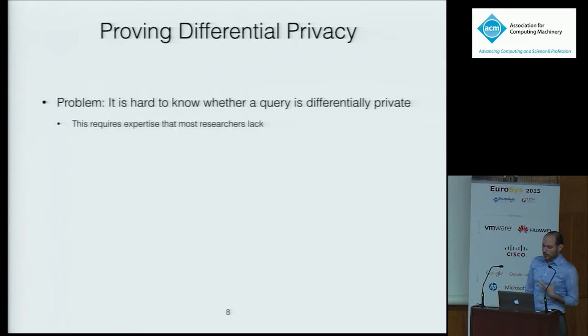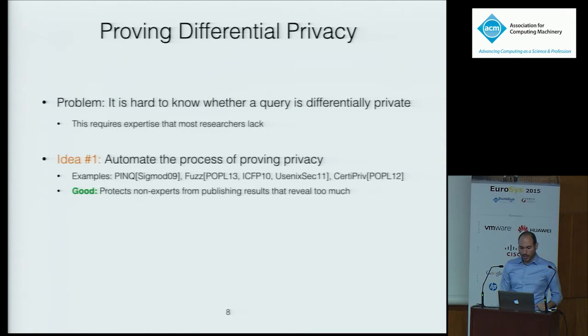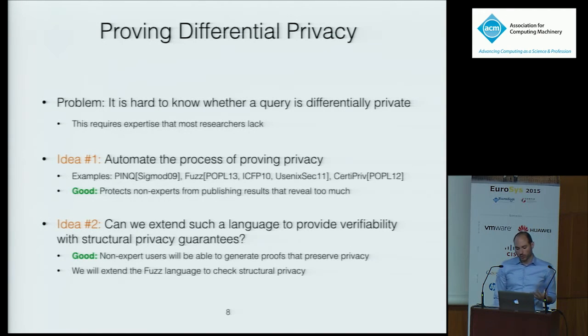One particular challenge with differential privacy is that it is hard to know whether a given query is differentially private. This is true because proving that the guarantees hold requires expertise that most researchers don't have. Fortunately, people working on differential privacy have managed to build compilers that automatically certify whether a query is differentially private. As a result, even non-expert researchers are able to write privacy-preserving queries. We can definitely use one of these languages to get differential privacy guarantees.